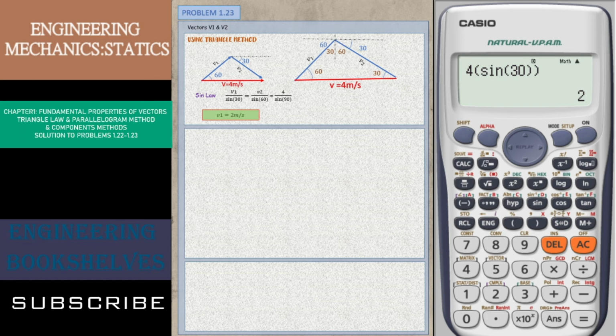So it is 2 meter per second. So that is our B1. So for our B2, again, it will just be 4 multiplied by sine 60. So it is 3.46 meter per second.